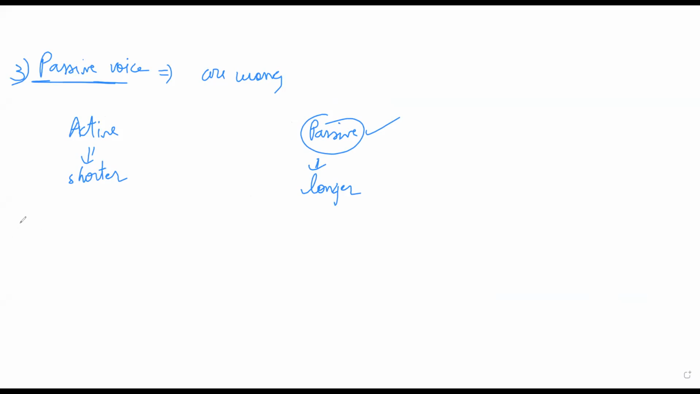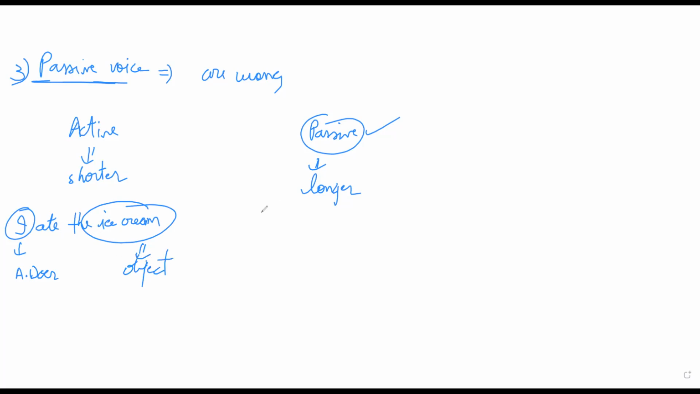Basically, if I say I ate the ice cream, what happens here? The action doer comes first, and the action receiver or the object comes later. That's how you identify it's active voice.